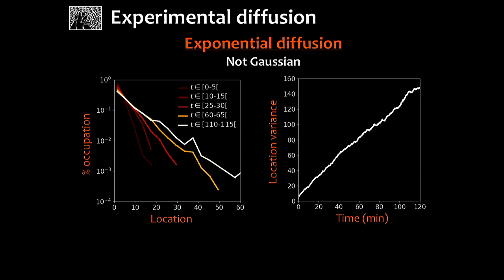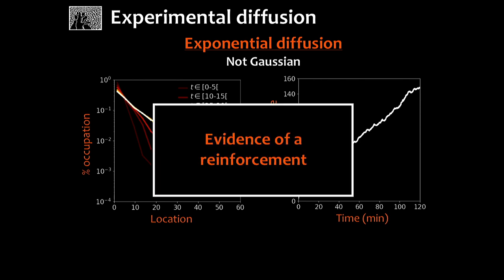But what is really interesting is that if you put a log on the y-axis, you see that the distributions are exponential. That means that the diffusion is not Gaussian. It's clear evidence that we have a reinforcement, because if the process was memoryless, it would be a Gaussian, and that's not what you observe.